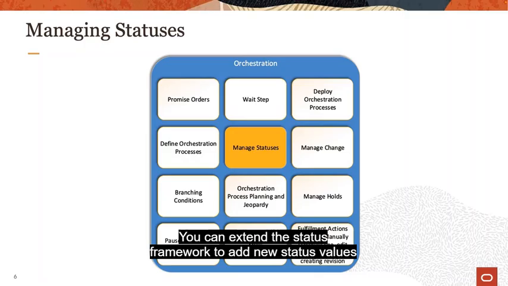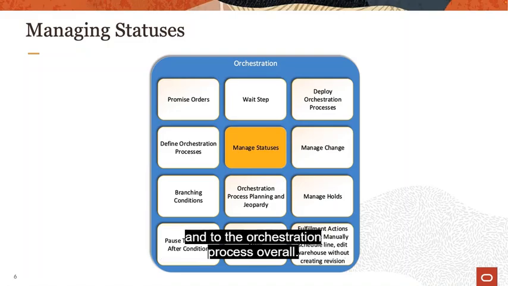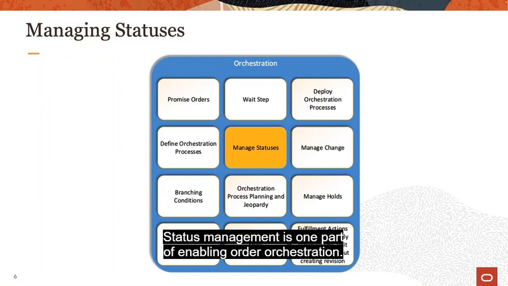You can extend the status framework to add new status values and assign them to new or existing tasks in your orchestration process. You can also control how status values roll up to a fulfillment line and to the orchestration process overall. Status management is one part of enabling order orchestration.